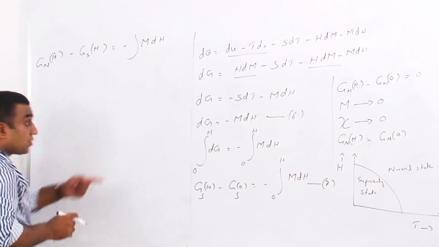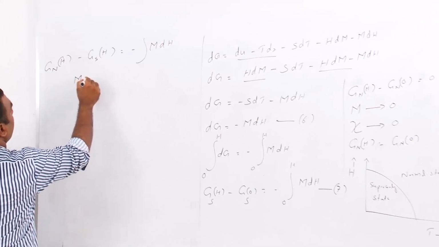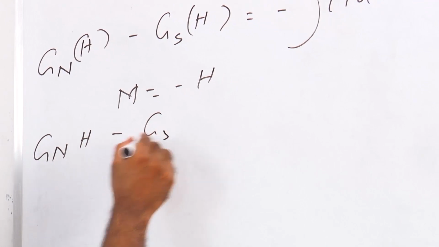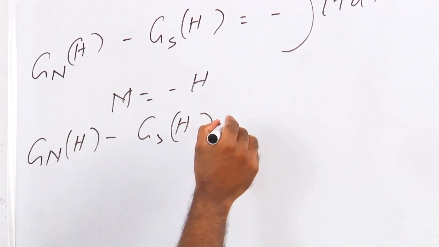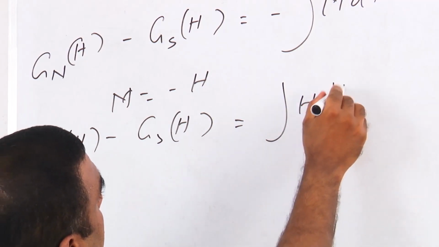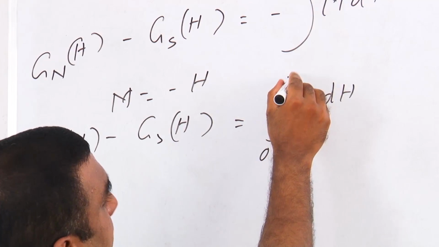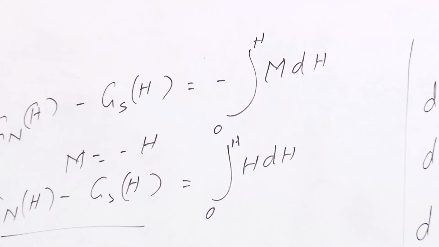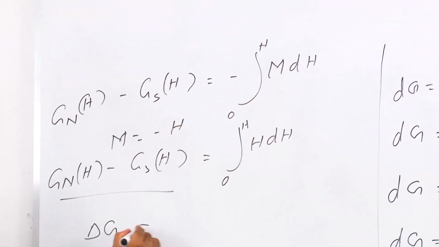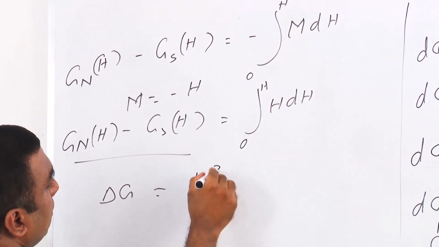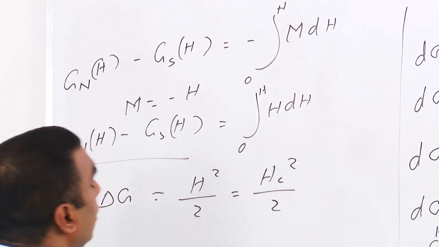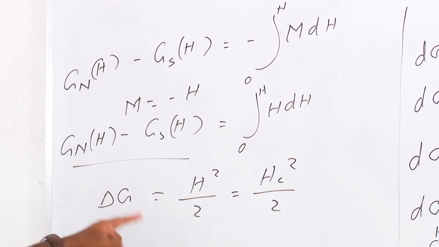But we know that in the superconducting state, M is equal to minus H. Therefore, Gn(H) minus Gs(H) is equal to integral 0 to H of H dH. This is the change in Gibbs free energy between the normal state and the superconducting state, that is delta G is equal to H square by 2. If we consider the critical field, it is equal to Hc square by 2. Therefore, the change in Gibbs free energy is equal to 1/2 the square of the critical field.